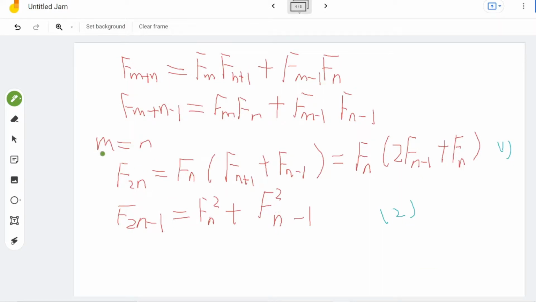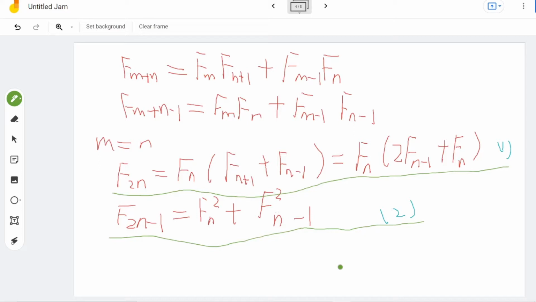When we set m equal to n, we find the even term of the Fibonacci number can be represented by this equation 1, and the odd term of the Fibonacci number can be represented by this equation 2. These two equations provide us a way to find a Fibonacci number in log n arithmetic operations, since we can divide the problem in half recursively.